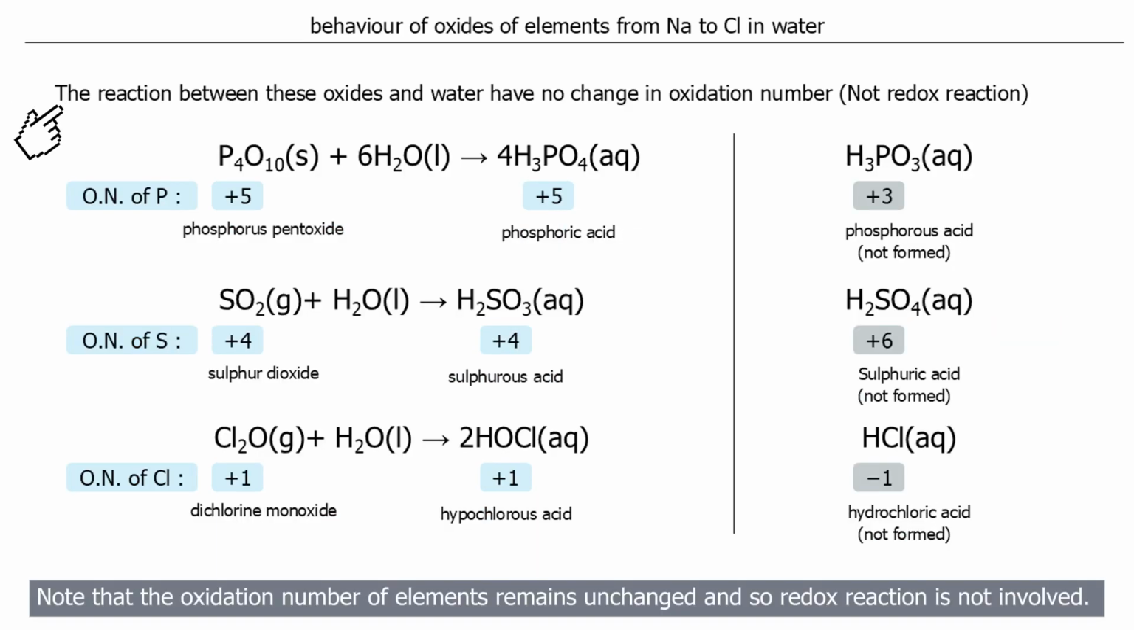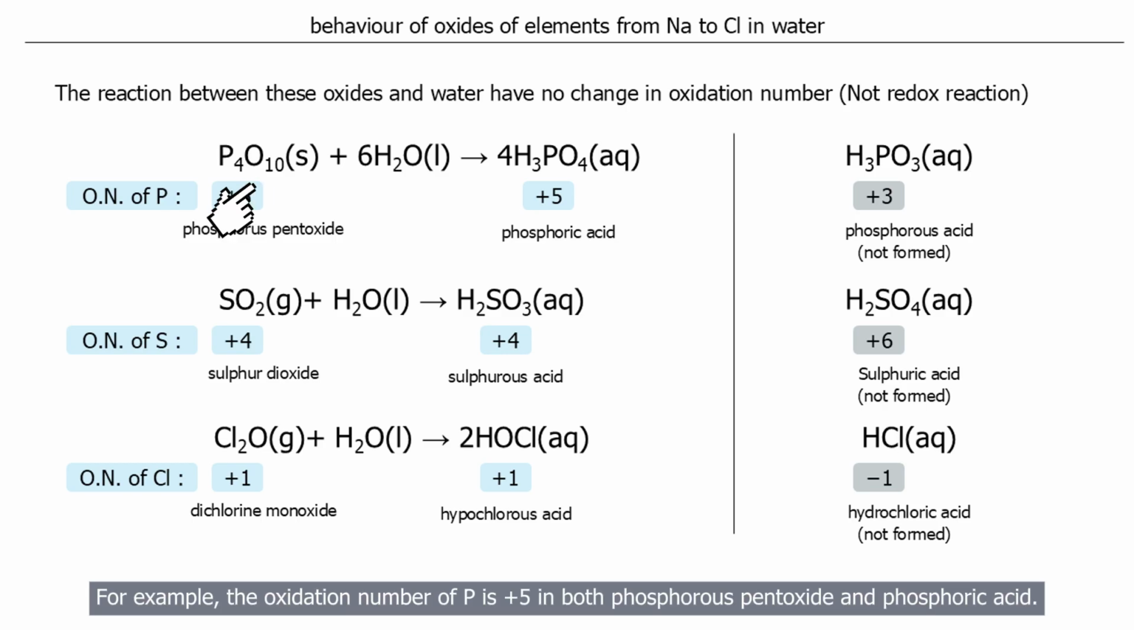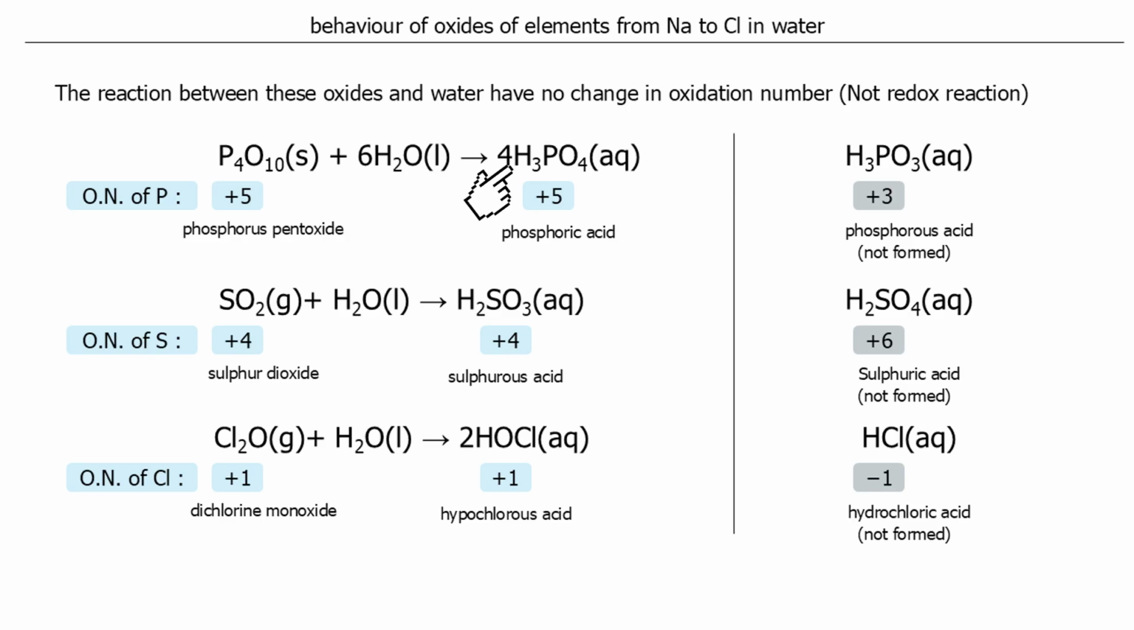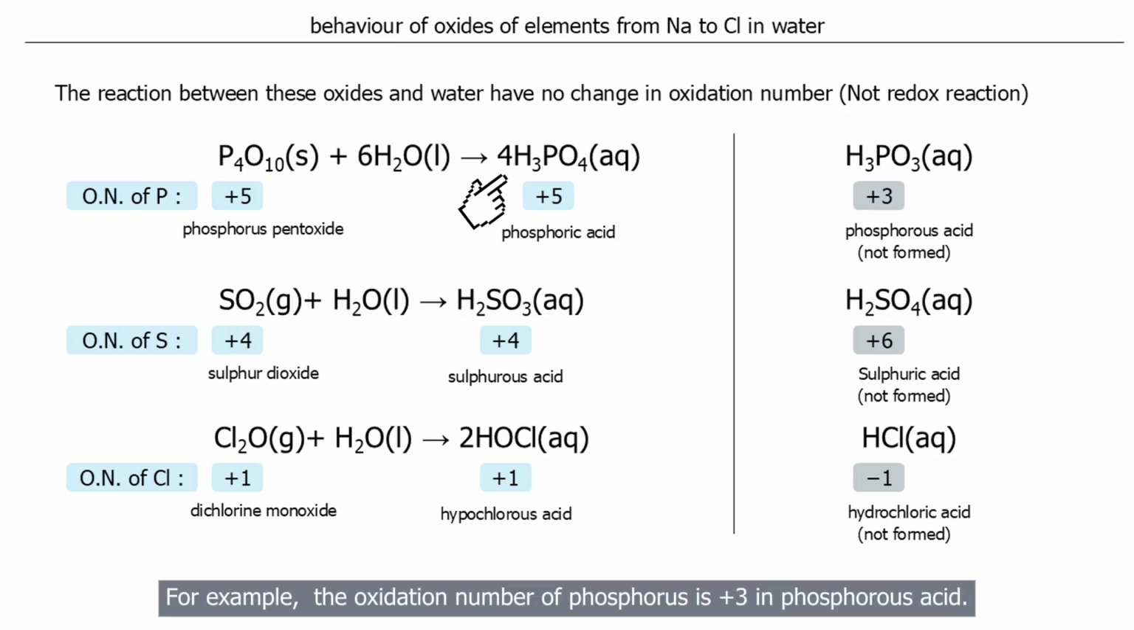Note that the oxidation number of elements remains unchanged, and so redox reaction is not involved. For example, the oxidation number of phosphorus is +5 in both phosphorus pentoxide and phosphoric acid. You can check the oxidation number to make sure you are not mixing up the formula with that of other acids. For example, the oxidation number of phosphorus is +3 in phosphorous acid.